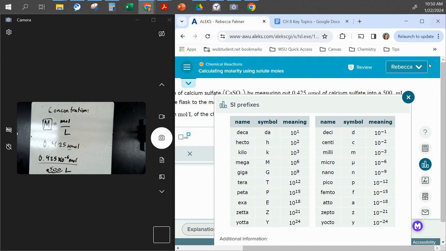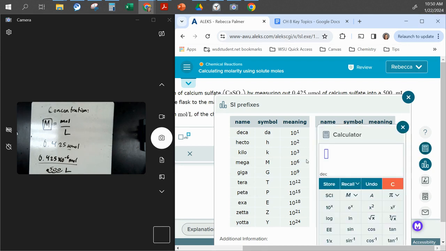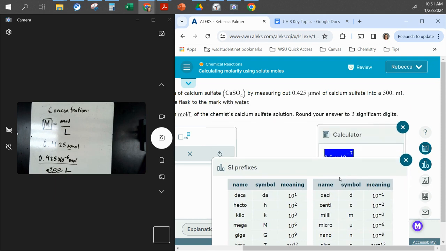And I just plug that into my calculator. So, let's see. We've got 0.425 times 10 to the minus 6, and then I'm going to divide by 0.5 liters. And this will be my number. Oh, but it's really small, so let's go to scientific notation. And then we have to decide how many sig figs.